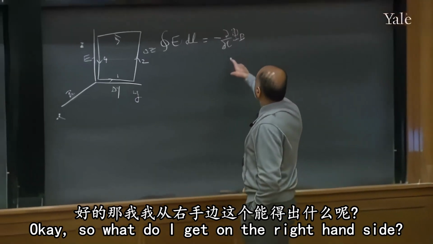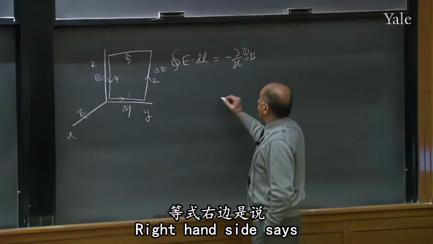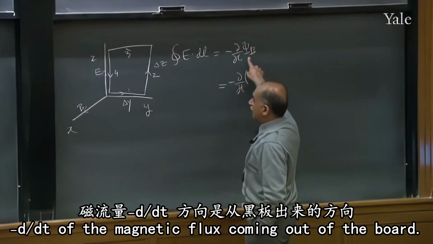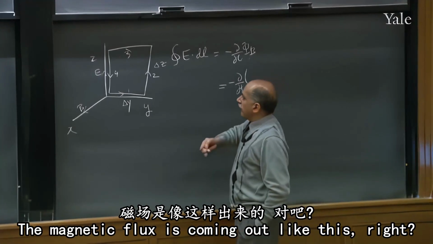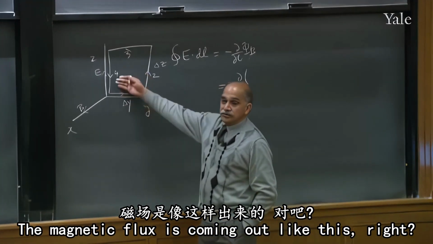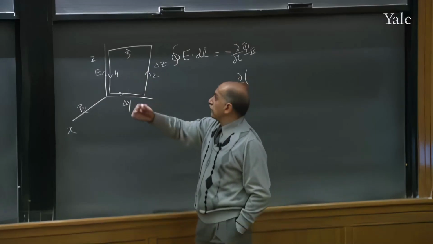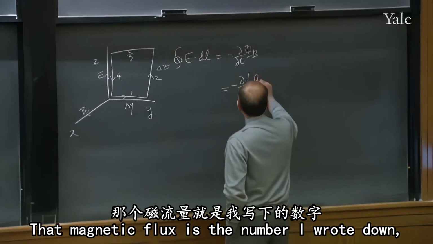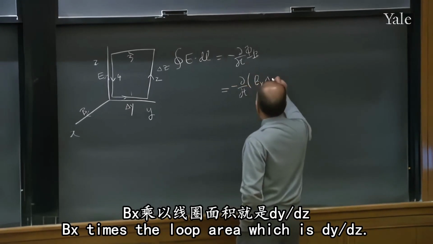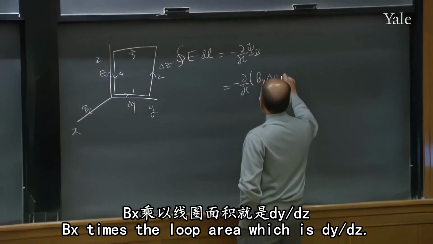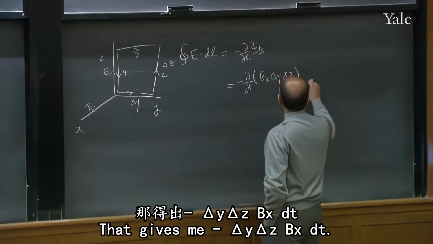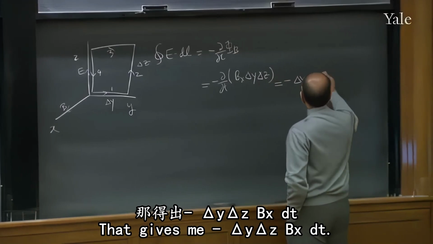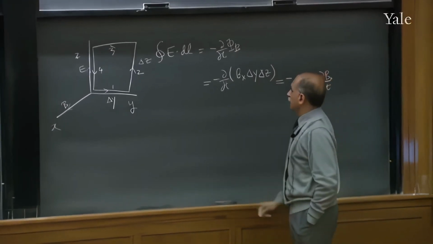Okay, so what do I get on the right-hand side? The right-hand side says minus d by dt of the magnetic flux coming out of the board. The magnetic flux is coming out like this, right? It's coming out of the blackboard, so that really is a magnetic flux. That magnetic flux is the number I wrote down, Bx, times the loop area, which is dy dz. That gives me minus delta y delta z dBx/dt. That's the right-hand side.